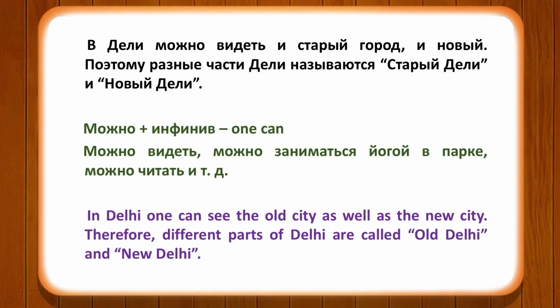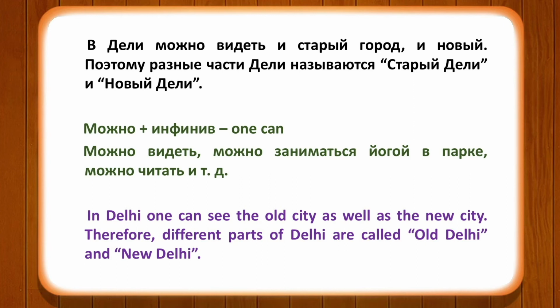Next sentence is, в Delhi можно видеть и старый город, и новый. Means in Delhi one can see, можно, one can see, видеть, to see. И старый город means old part, old city, и новый and new part, or New Delhi. So this will be translated as in Delhi one can see the Old Delhi as well as the New Delhi.